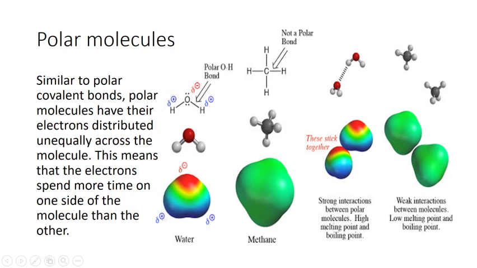Polar molecules, right, they're similar to polar covalent bonds in that they have their electrons distributed unequally across the molecule. And in this case, it also means that the electrons spend more time on one side of the molecule than on the other. So if we take a look here at water, we've got these electrons that are actually going to spend their time up here, plus the fact that oxygen is much more electronegative than hydrogen, so it's pulling those electrons up towards itself, which gives you that partial positive, partial negative. There's the delta plus, delta minus there.